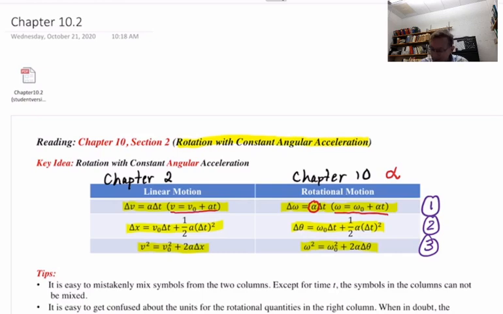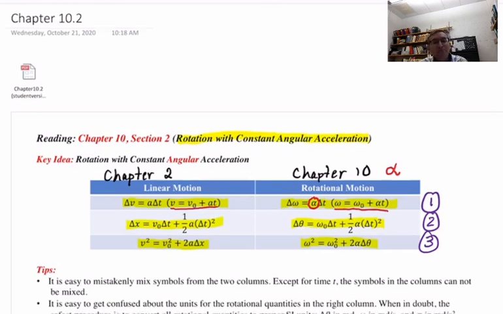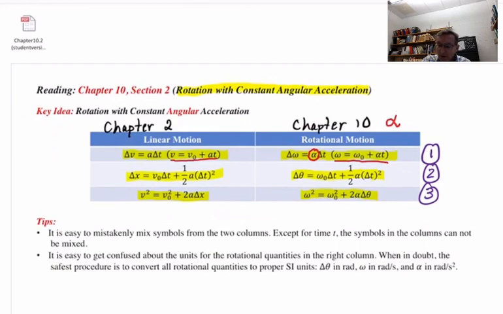Now I have a couple of comments or tips to say about this little table. First, please don't underestimate how easy it is to get confused about this table. It's very easy. Namely, it's very easy to mistakenly mix symbols from the two columns.